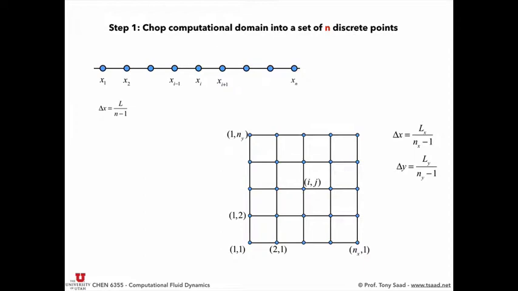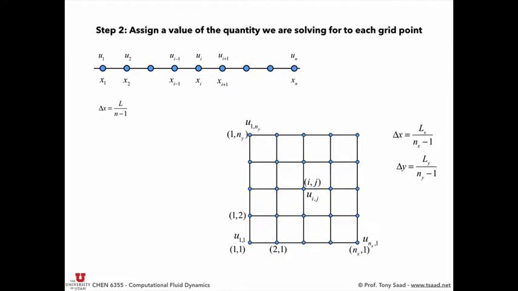Okay. Now, the next step is to assign a value for the solution variable we're looking for. Many of you have done this, so please bear with me. I'm just trying to be as thorough as possible and as fast as possible. So let's say we're solving for our canonical variable u. We're going to assign a value for u at each grid point: at point 1, u1, u2, at point i, ui, at point n, un.